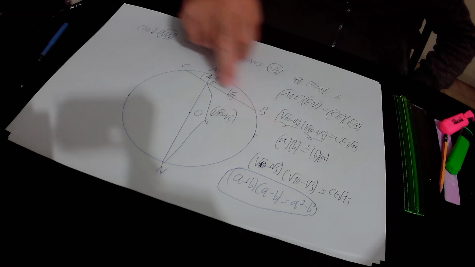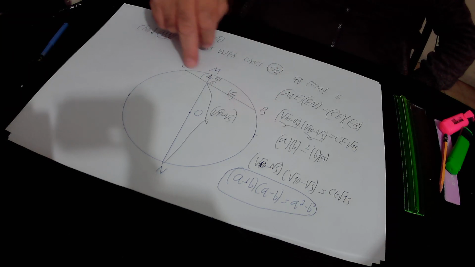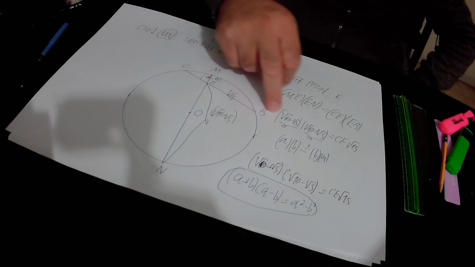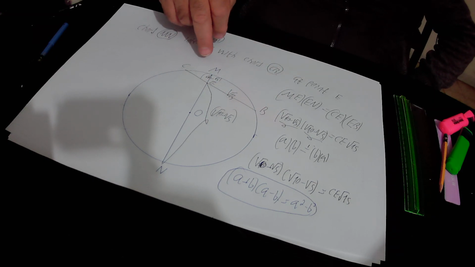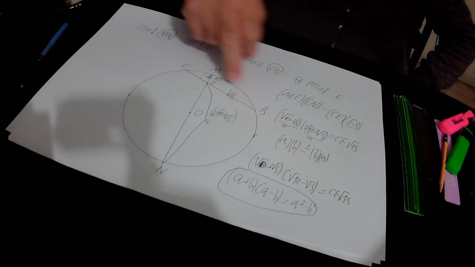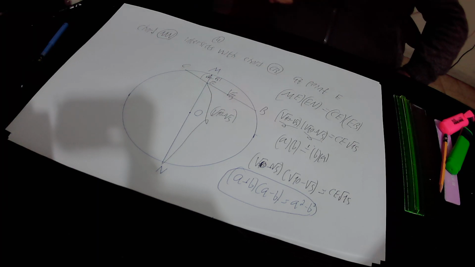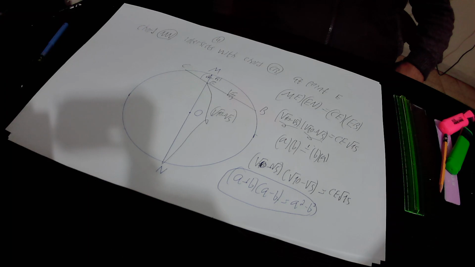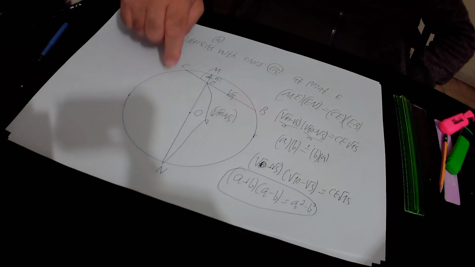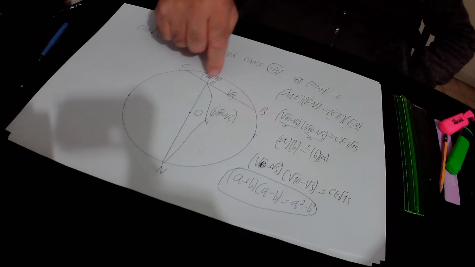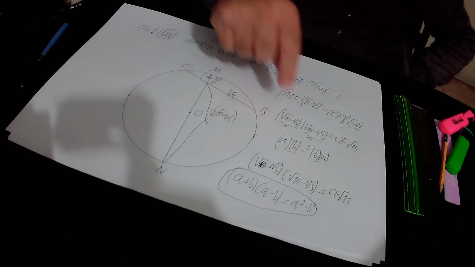Here, chord MN that passes through the center of the circle intersects with chord CB. So chord MN intersects with chord CB at point E. Point E is the intersection point between the two chords. Therefore, according to rule number 2, we get that ME times EN equals CE times EB. Again, ME times EN equals CE times EB.